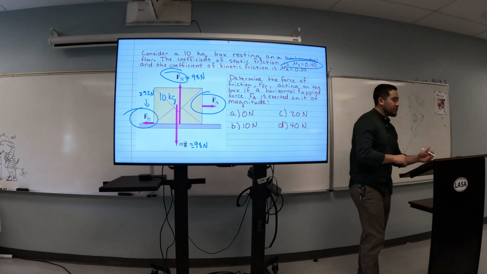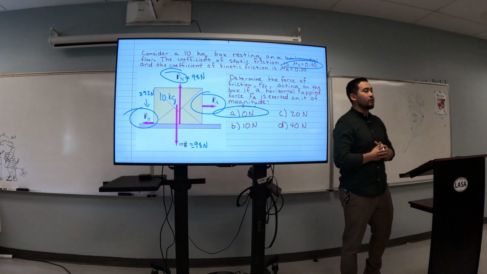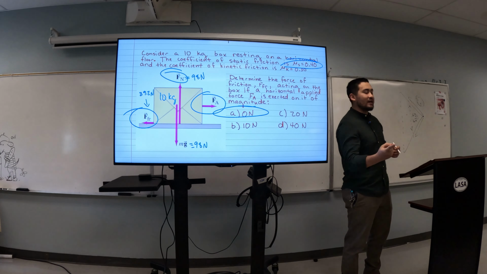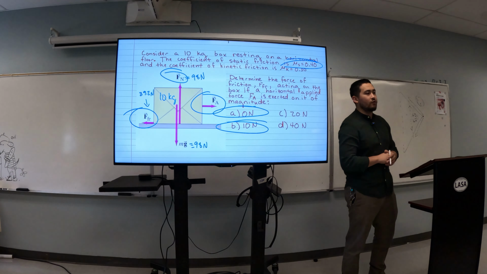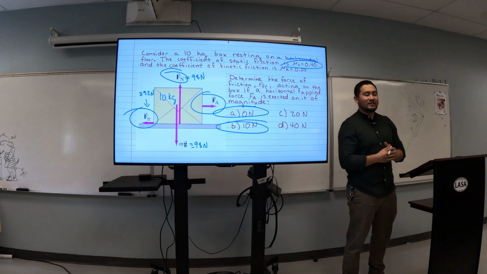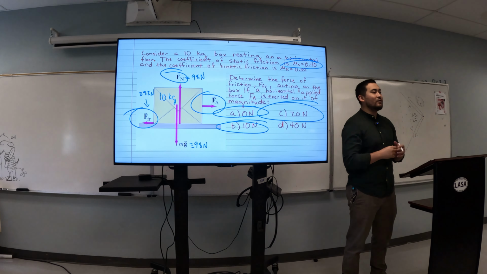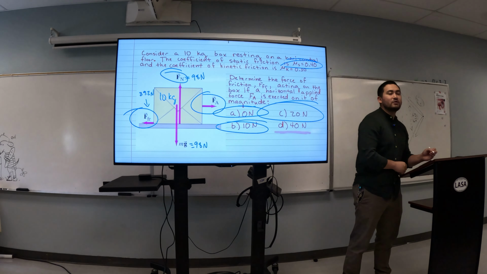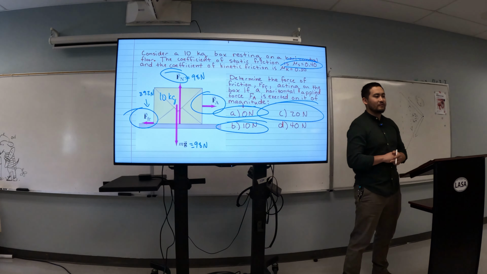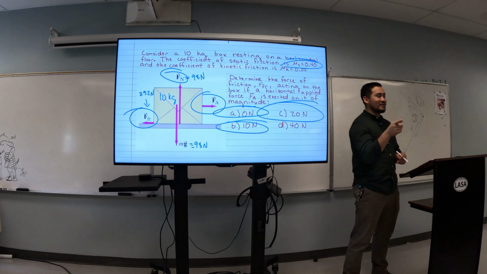So then here's my question. If F sub A is equal to 0 newtons, what is my friction force? 0 newtons, exactly. If F sub A is equal to 10 newtons, what is my friction force? 10 newtons, thank you. What about if it's 20 newtons? 20 newtons, and then here's the fun one. What happens when my F sub A reaches 40 newtons? 39.2. Ooh, that's what I expected you to say.